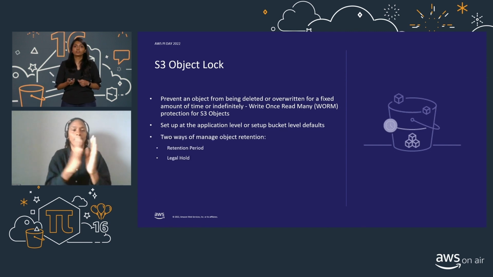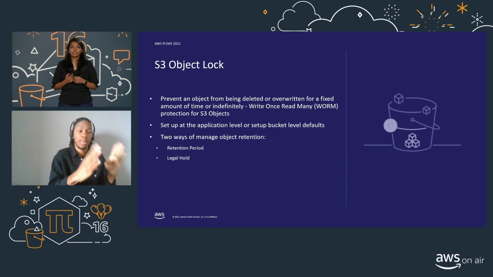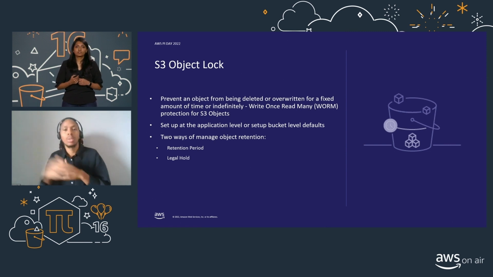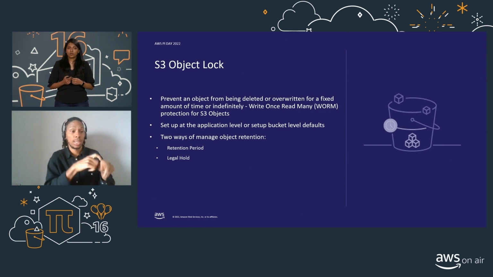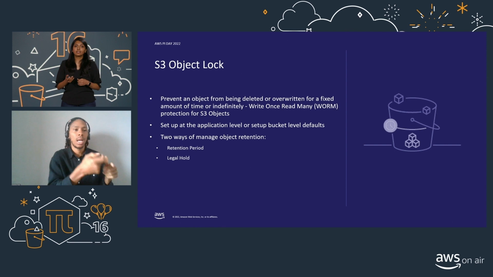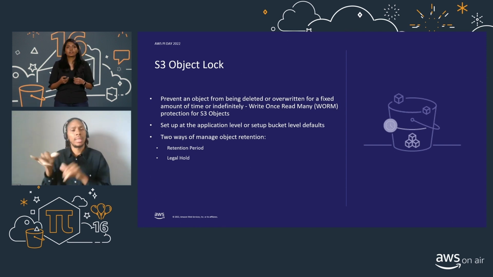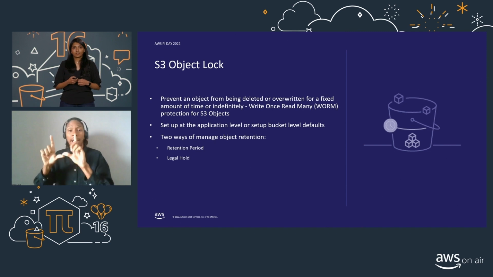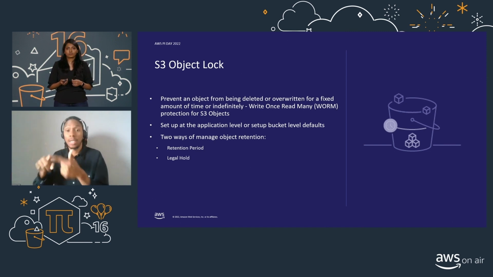Object locks provide two ways to manage object retention: a retention period and a legal hold. A retention period specifies a fixed period of time during which your object will remain locked. During this period, your object is WORM protected and cannot be overwritten or deleted. A legal hold provides the same protection as a retention period, but it has no expiration date. Instead, it will remain in place until you explicitly remove it.